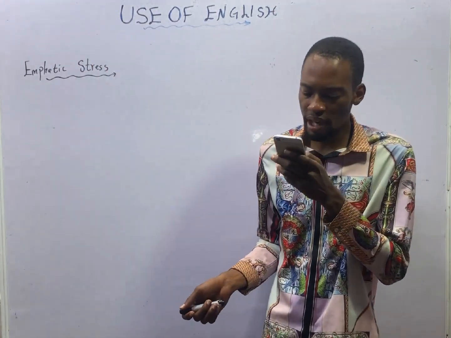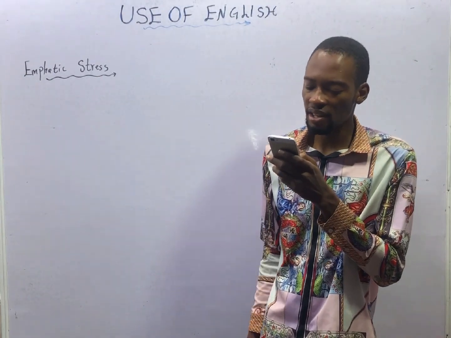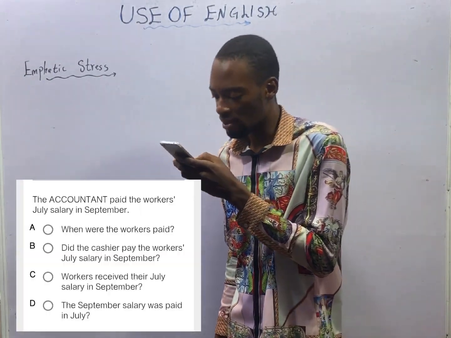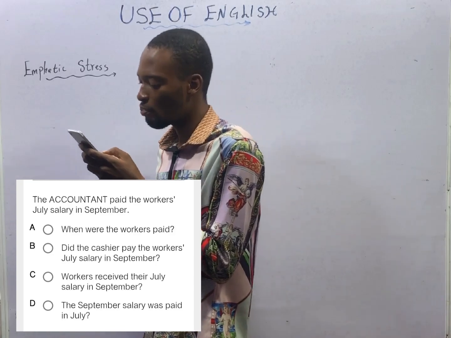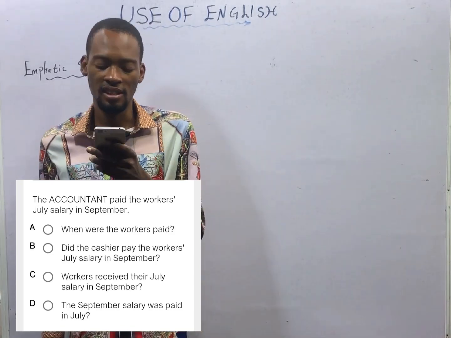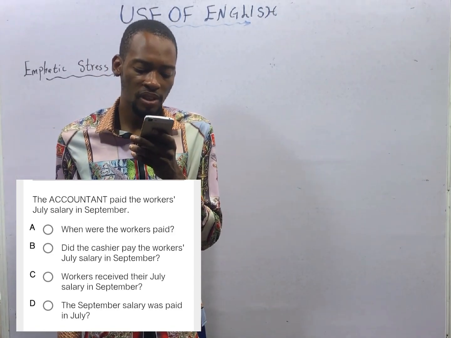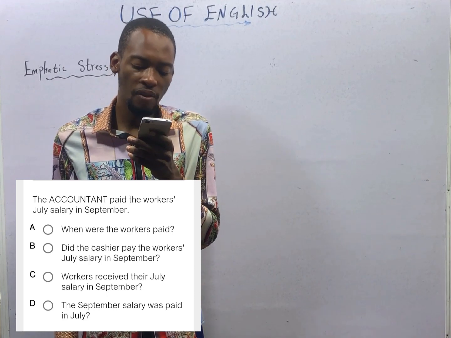The accountant paid the workers July salary in September. Accountant paid the workers salary in September. In option A, when will the workers be paid?